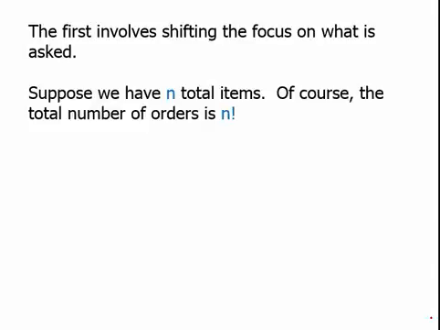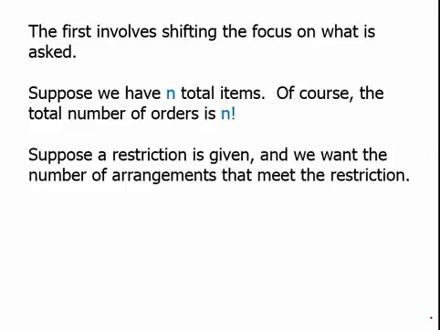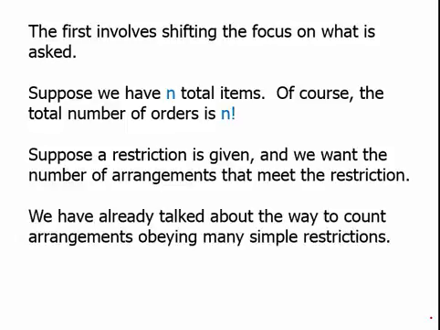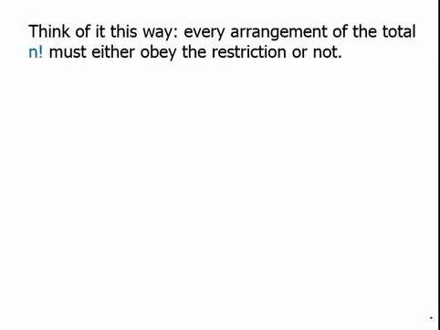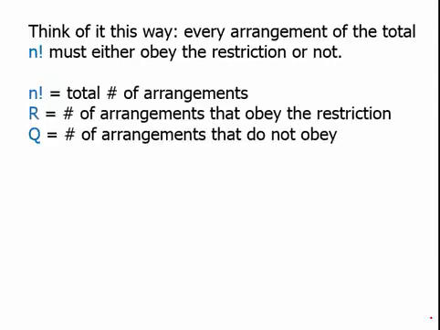Suppose we have n total items. Of course, the total number of orders we could put these n items in is n factorial. Suppose a restriction is given, and we want the number of arrangements that meet that restriction. We have already talked about the way to count arrangements obeying many simple restrictions. Think of it this way. Every arrangement of the total n factorial must either obey the restriction or not obey the restriction.